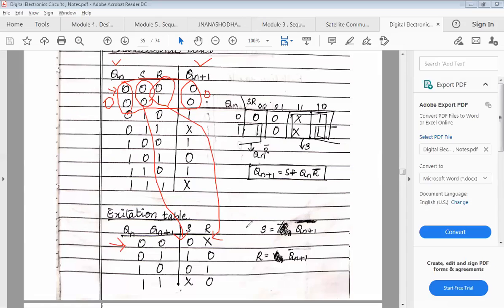I'll put it as a don't care. Okay. So similar analysis you have to do for the 0, 1 case also, where your Qn is 0 and Qn plus 1 is 1. So we have only one such case, only this case which is matching that criteria. So I have 0 here.